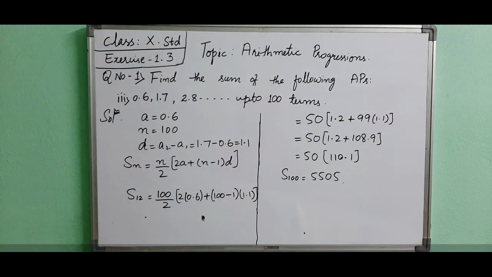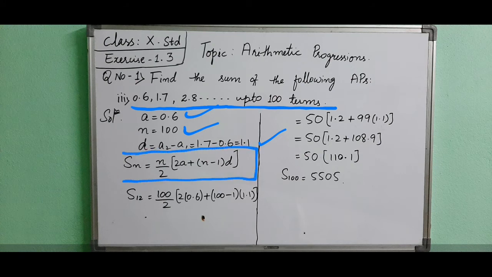What is the third question? 0.6, 1.7, 2.8 up to 100 terms. So here n is 100, a is 0.6, and d is the difference: 1.7 minus 0.6 is 1.1. Summation formula: Sn is equal to n by 2 into 2a plus n minus 1 into d. Substituting, 2 ones are 2, 2 fifties are 100, so we get 50. 2 into 0.6 is 1.2. 100 minus 1 is 99. 99 into 1.1 is 108.9. If we add these two, it will be 110.1.